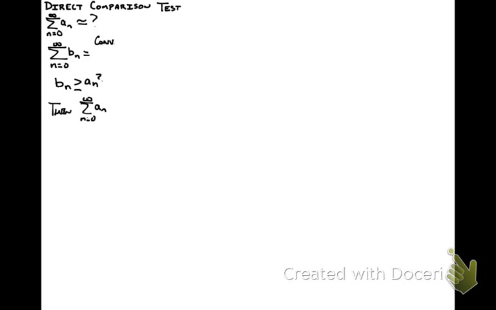So let's look at an example. The sum of our series from n equals 1 to infinity of 1 over 2 plus 3 to the n. We'd like to know what's going on with this thing. Does it converge or diverge? And we can compare it to this known series, n equals 1 to infinity, 1 over 3 to the n.